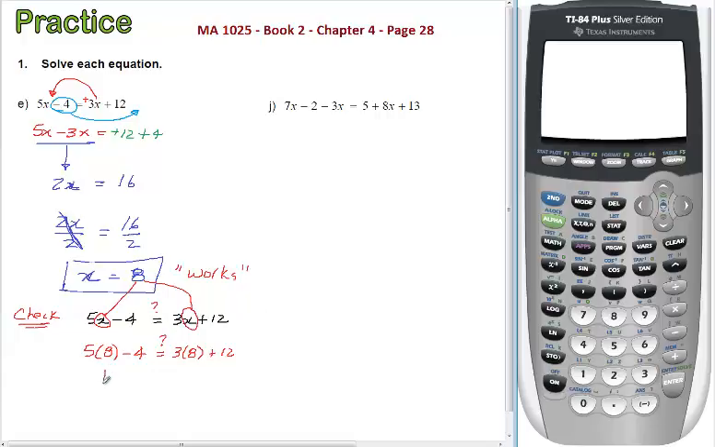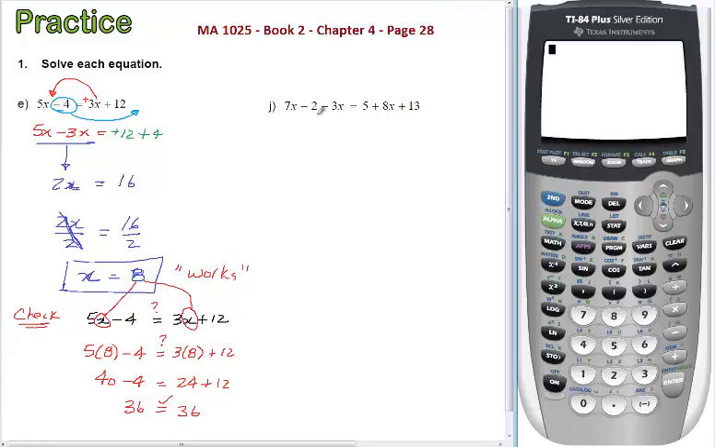So 5 8s are 40, so multiplication first, BEDMAS rules. 40 minus 4, so I get 36 on the left hand side. 3 8s are 24 plus 12, I get 36 on the right hand side. Bingo. This works. Therefore, x equals 8 is our final answer. So if you have time, check your work.